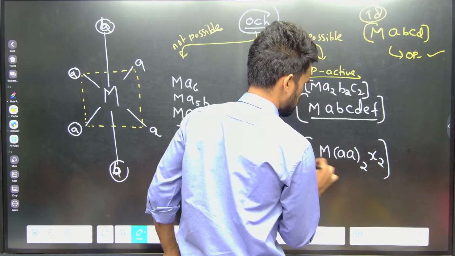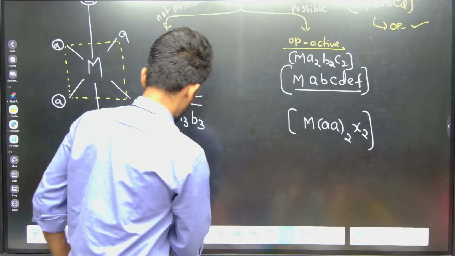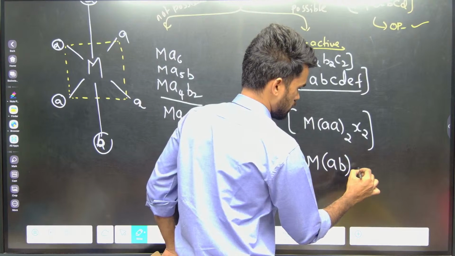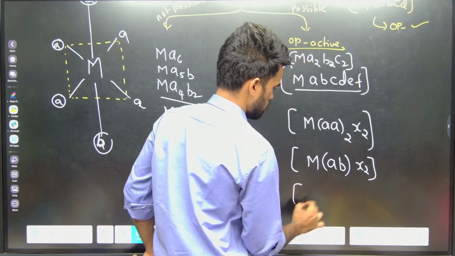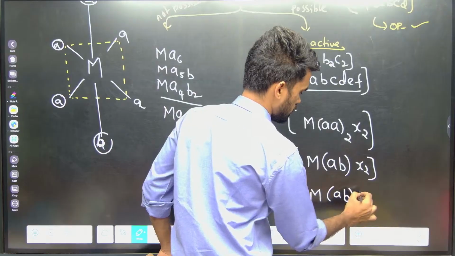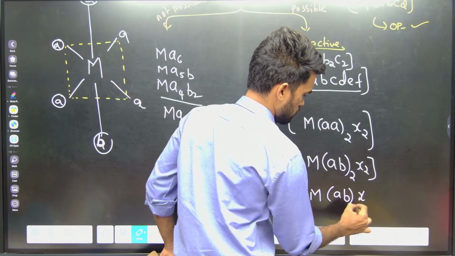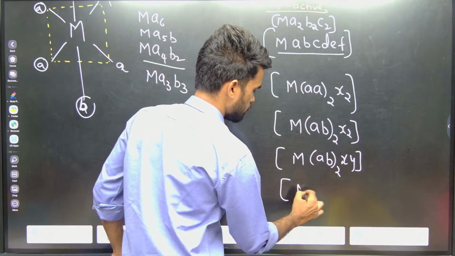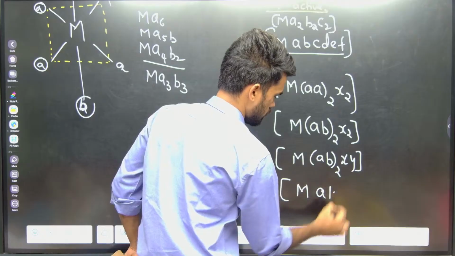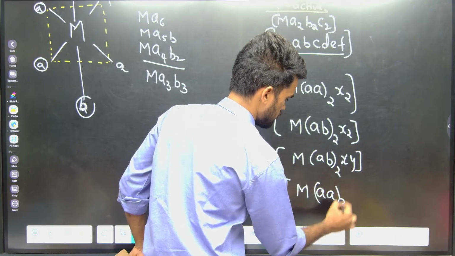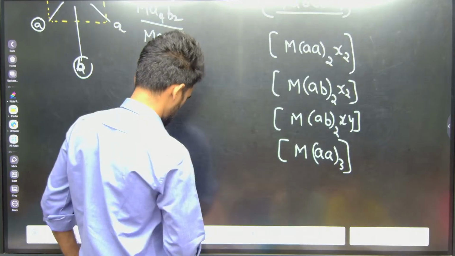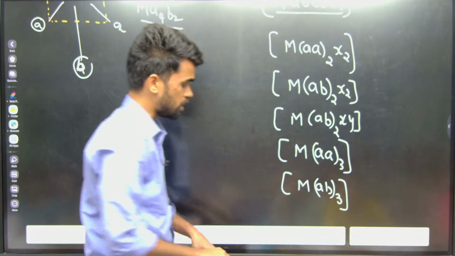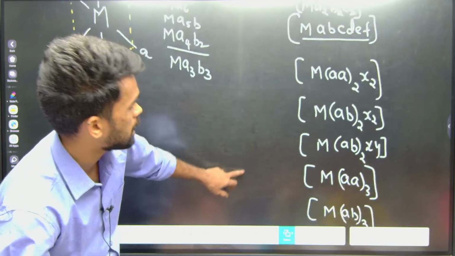Next one, MAA2X2. Then MABX2 or MABXY. Next, MAB(AA)3. Next, MAB3. All these are optically active. What are the optically active isomers I have given?